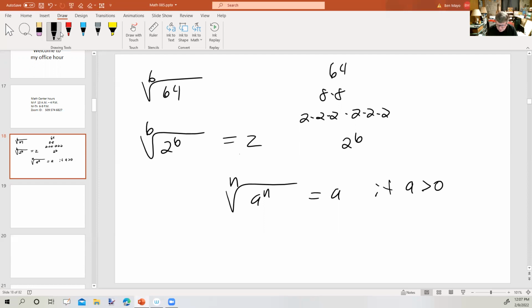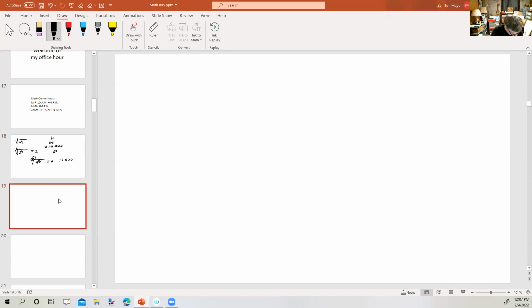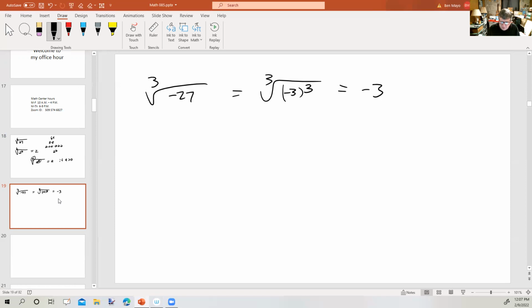So if your base is positive and the index matches the inside exponent, they sort of undo each other, and we'll talk more about that in a later section. But the nth root of a to the n is a if a is greater than 0. So let's see, how about this? Well, negative 27 could be written as negative 3 cubed. Now here, the base is not positive, but because we're taking an odd root, it still works, okay? So the cube root of negative 3, the quantity cubed, is negative 3.